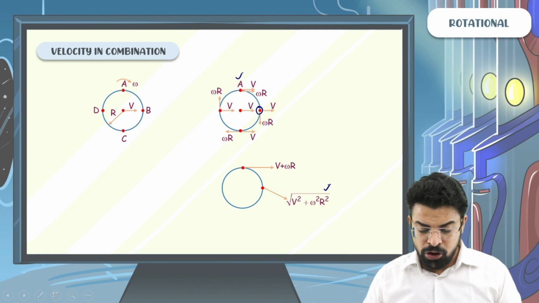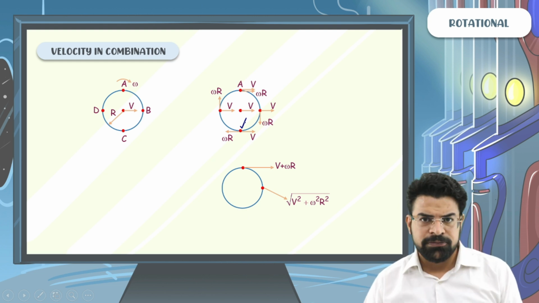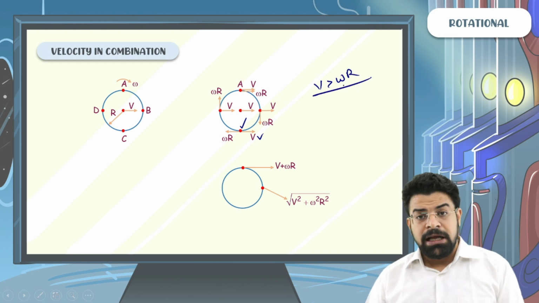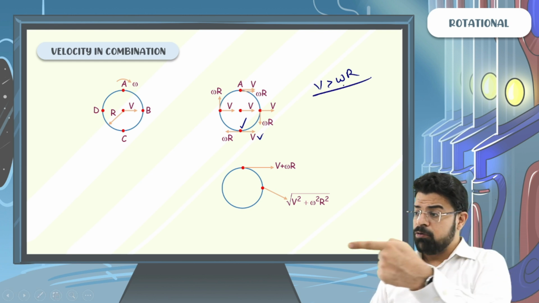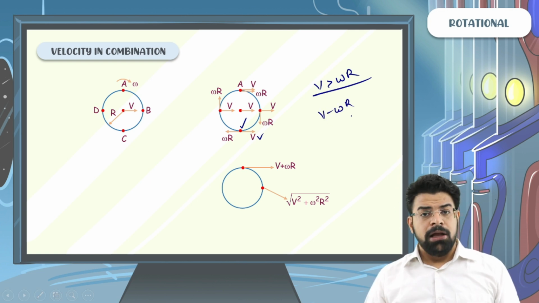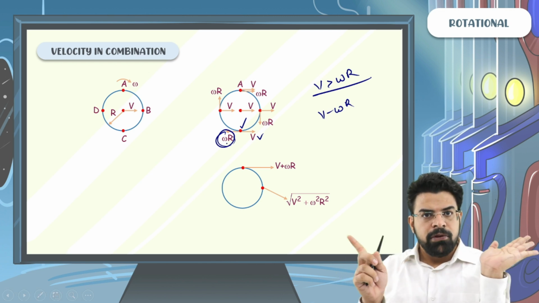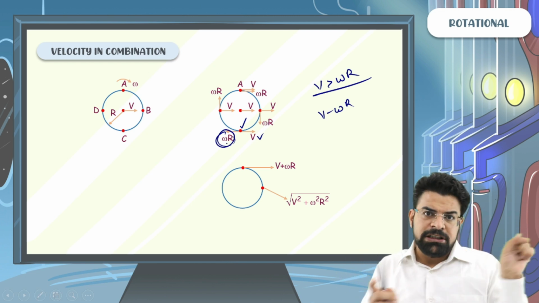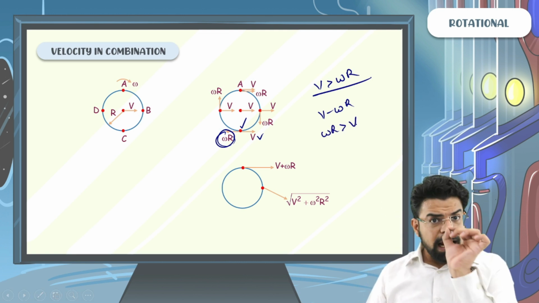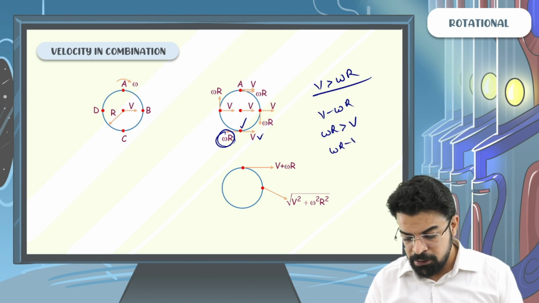Now let's think of the lowest point. At the lowest point, there can be two cases. If V is greater than omega r, then at the lowest point, the net velocity will be towards right, and that net velocity will be V minus omega r. Think of another case. If omega r, the rotational velocity, is greater than V, then at the lowest point, the net velocity will be towards left. That will be omega r minus V.